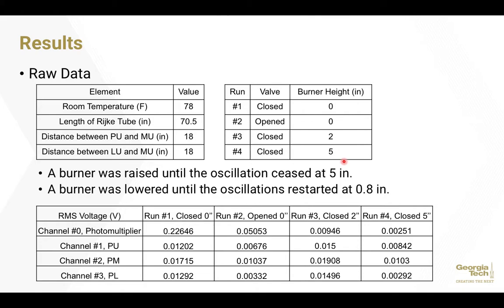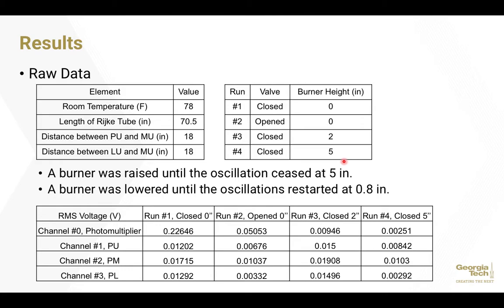A thermostat was used to measure the room temperature, which was 78 Fahrenheit, as shown in the top left table. A ruler was used to measure the length of the tube, which is 70.5 inches. The distances of the upper and the lower transducers relative to the central transducer are 18 inches. The top right table shows the 4 experimental conditions.